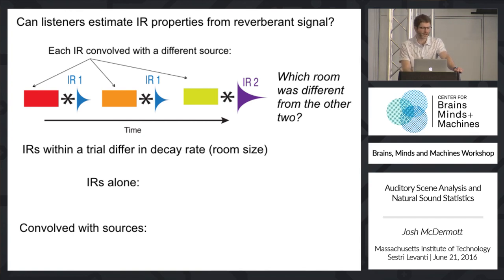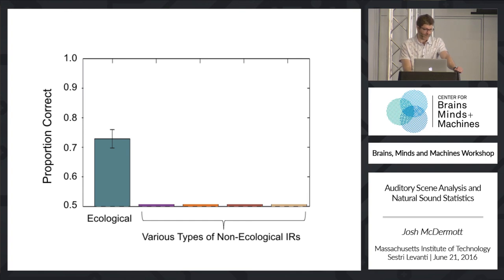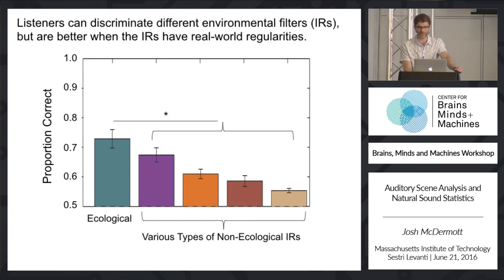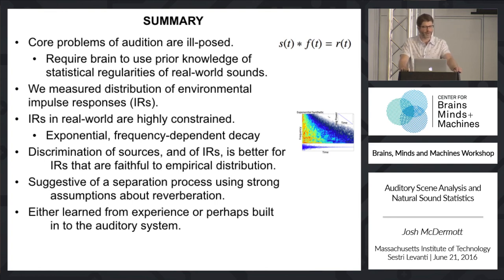And so again, the notion is that if people can do this separation relying on their knowledge of real-world regularities, then they would be better at this task for impulse responses that conform to the properties of real-world reverb. So this is what happens if you give people ecological reverb. It's a hard task, but they're well above chance. And when we give them the exact same task, but with reverberation that violates these properties in various respects, we see that they're substantially worse. So they have a much harder time pulling out the properties of the impulse response when it violates these regularities.